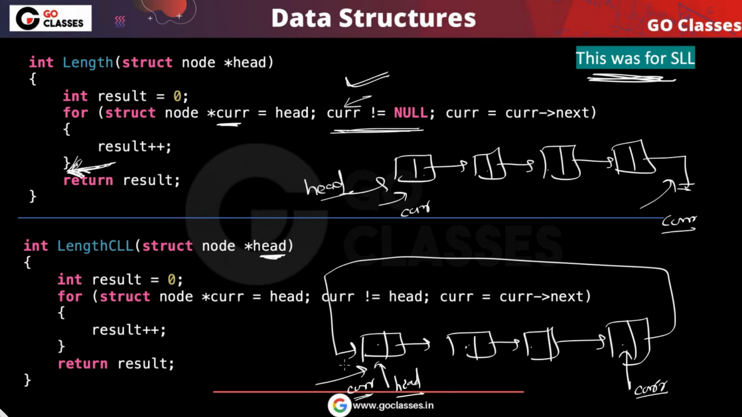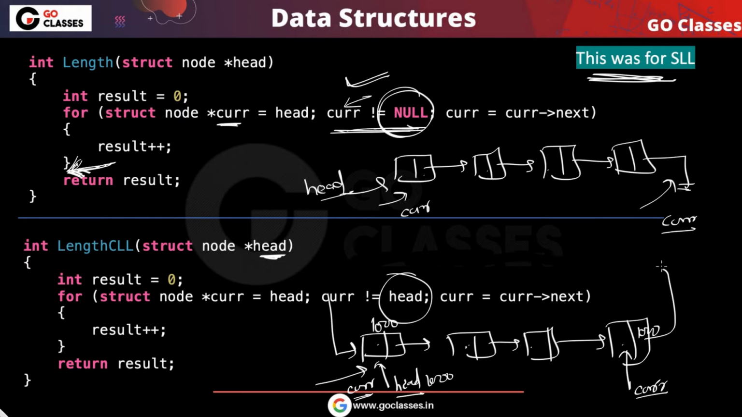Because current next is storing, let's suppose this is 1000, then current next is storing 1000 and head is also storing 1000. But when you move one more time, then current and head both are storing 1000. So instead of null, if I just replace this null with head, then I think the whole story should work. Are you getting it? See, earlier it was null, but now instead of null I can just say head. So should it work or should it not work?